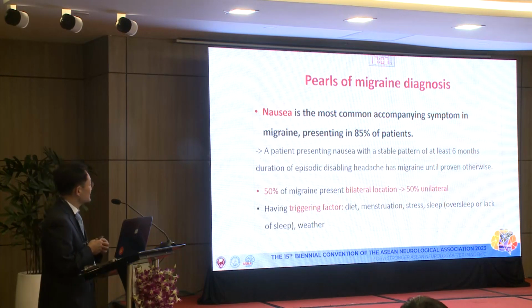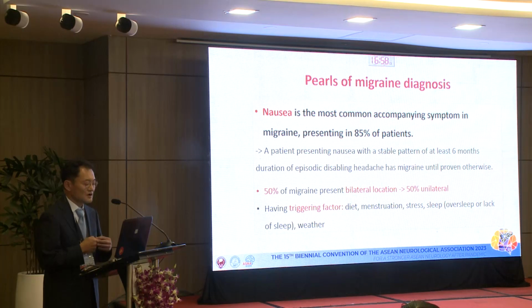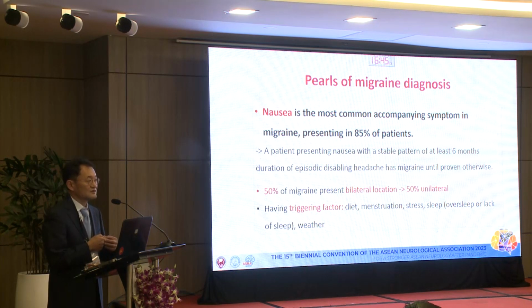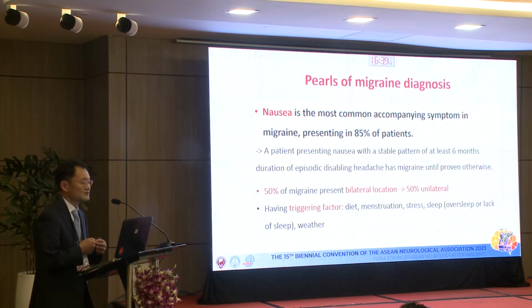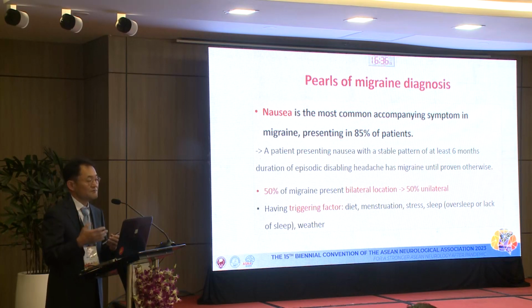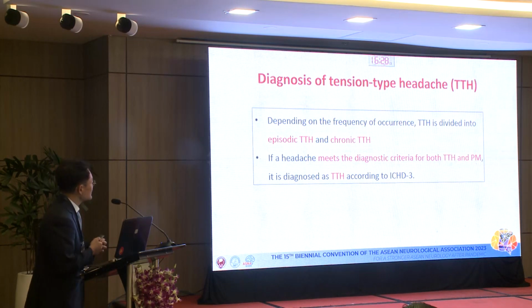First, for migraine diagnosis, nausea is the most common accompanying symptom in migraine, presenting in 85% of patients. A patient presenting with nausea and a stable pattern of at least 6 months duration of episodic disabling headache has migraine until proven otherwise. 50% of migraine present with bilateral location. Therefore, 50% present with unilateral presentation. Having trigger factors is not specific for migraine, but is an important clue for migraine diagnosis, such as diet, menstruation, stress, sleep, and weather.